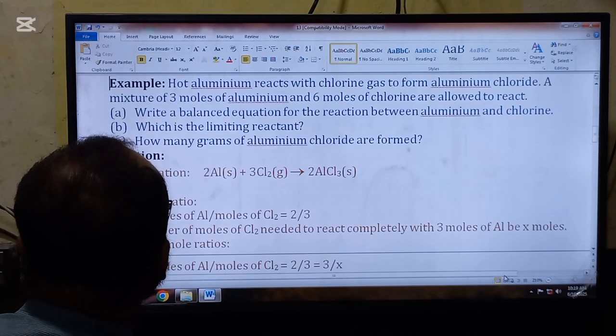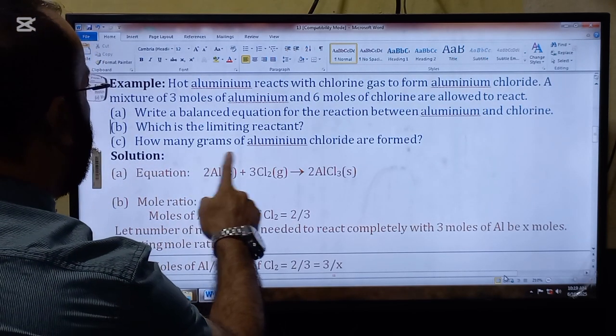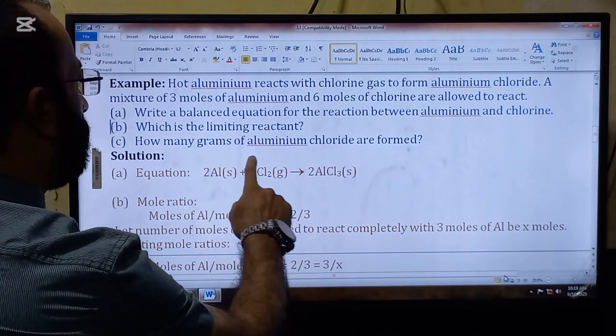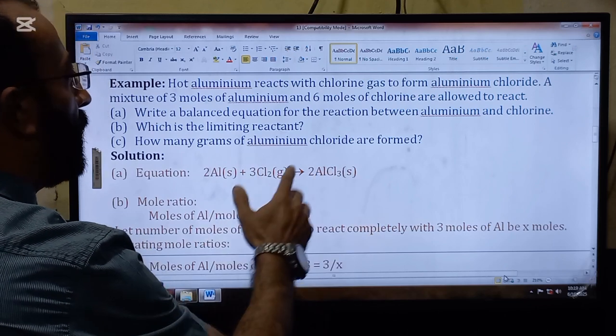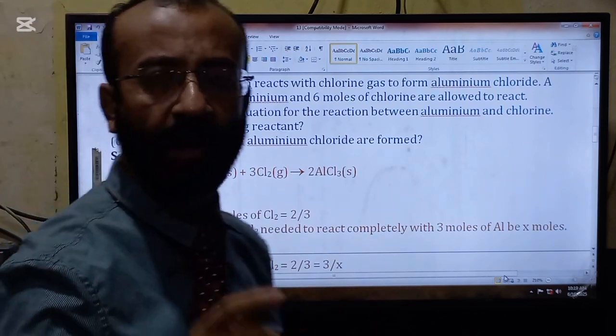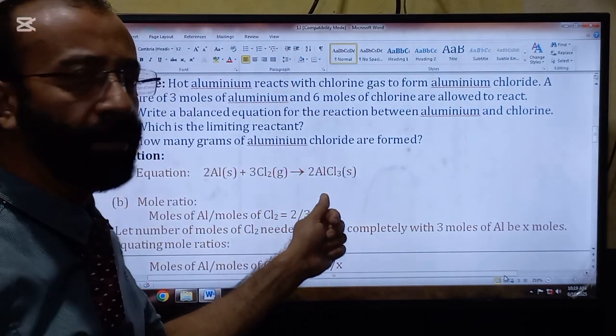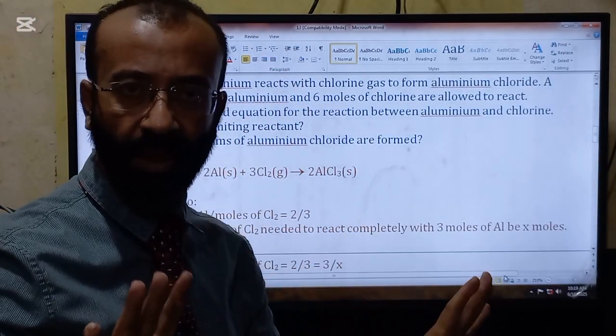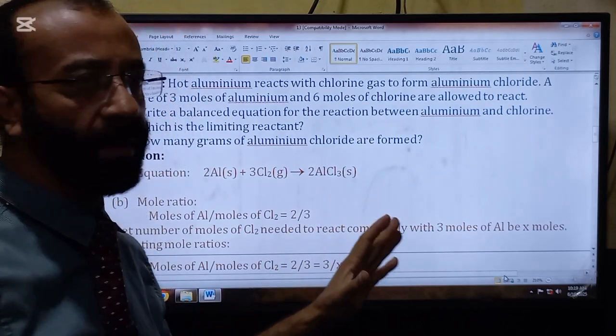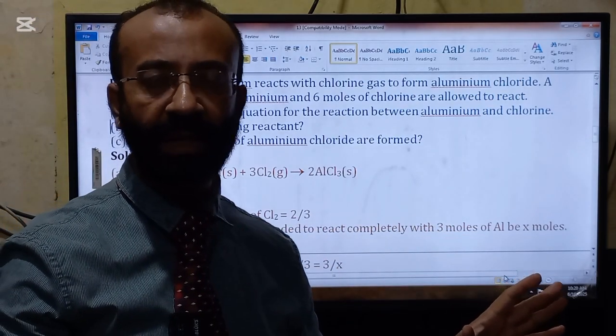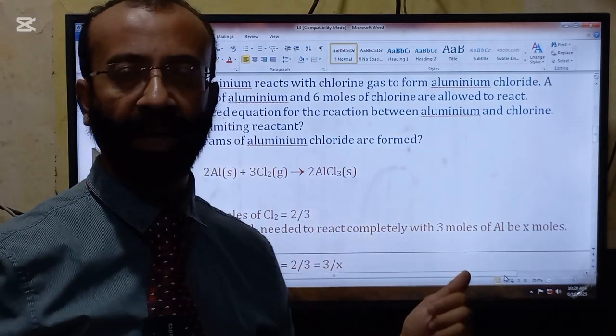Okay, the requirement is how many grams of the aluminium? First we have to find the number of moles. The number of moles of the product that are formed is 3. Up to this step we are done. The further process will be very easy because we have found the number of moles.